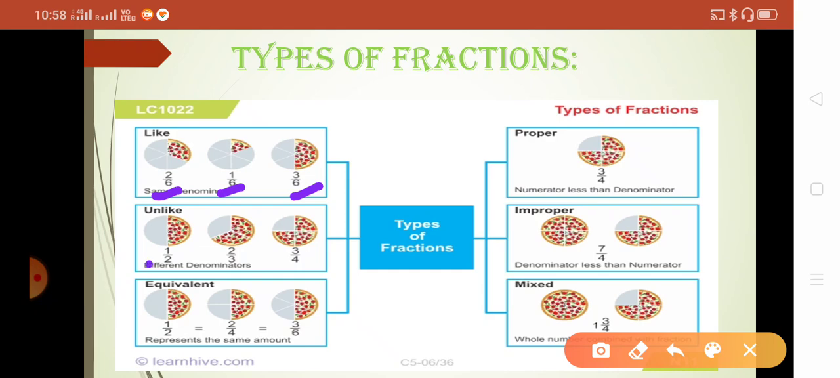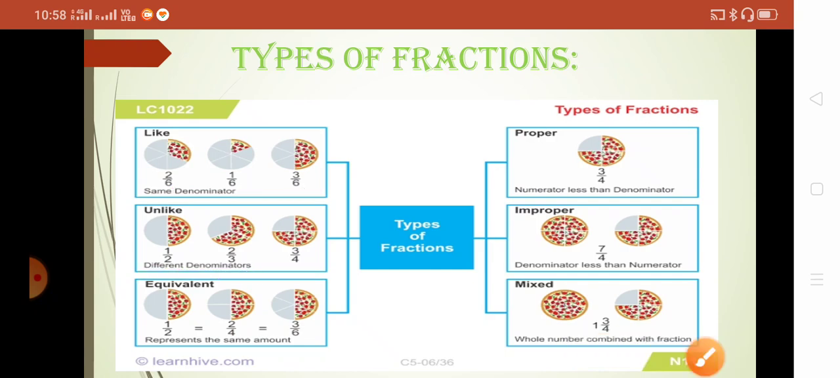Unlike fractions are the fractions in which the denominators are different. Then we have equivalent fractions. Equivalent fractions are the fractions that represent the same value. For example, you have a pizza. The same example is given here.